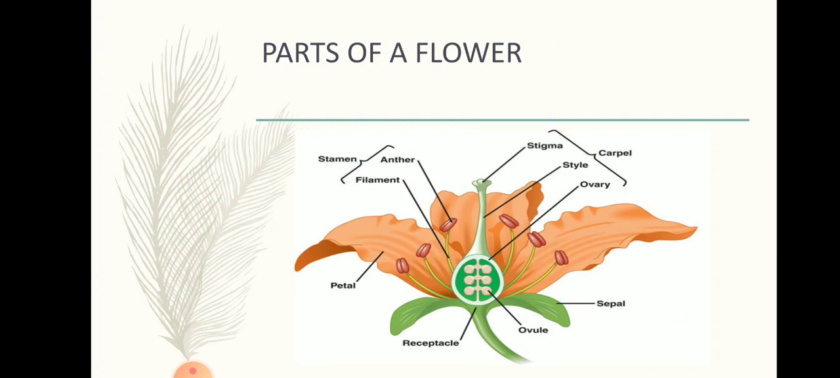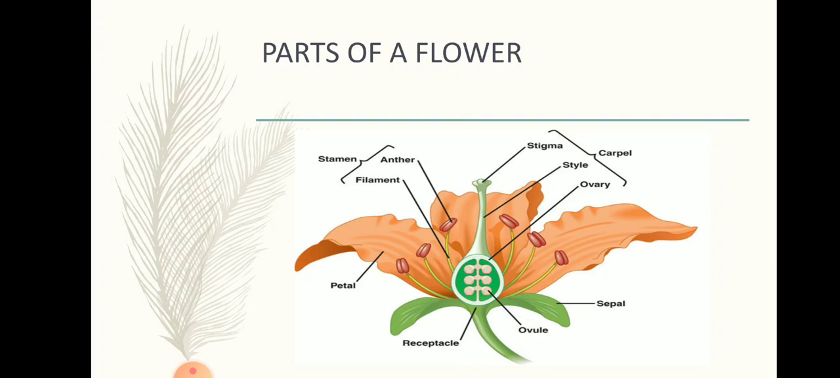Then carpel is the female reproductive part, which is divided into stigma, style and ovary, and further the ovary contains ovules where the seeds are produced. Then the male reproductive organ of a plant is the stamen, which is divided into anther and filament. Anther is the part where pollen grains are produced, and pollen grains are reproductive cells which help in the reproduction process.